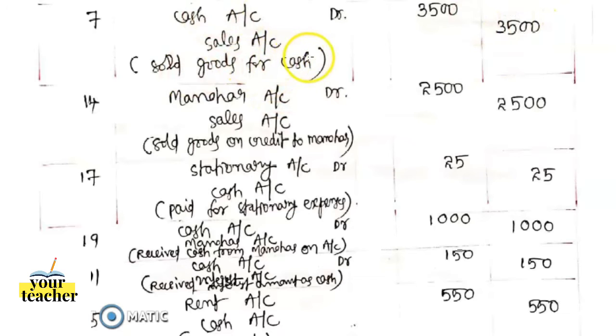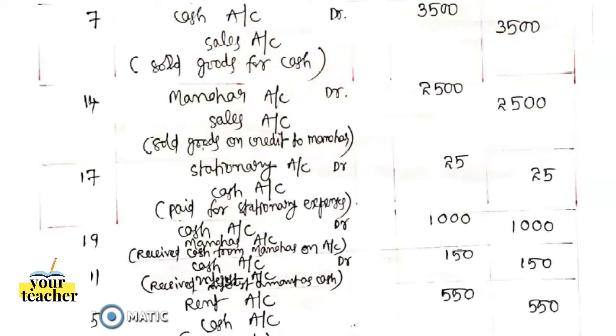Since it is represented as the goods are sold for cash, you can represent it as the cash account. If it was goods sold on credit, you cannot represent it as a cash transaction. So it will be a credit transaction. Here it is specifically mentioned that the goods are sold for cash. So you can write the account as cash account, and the sales account as the credit side account.